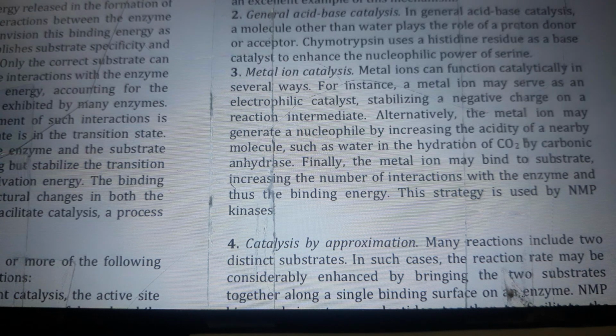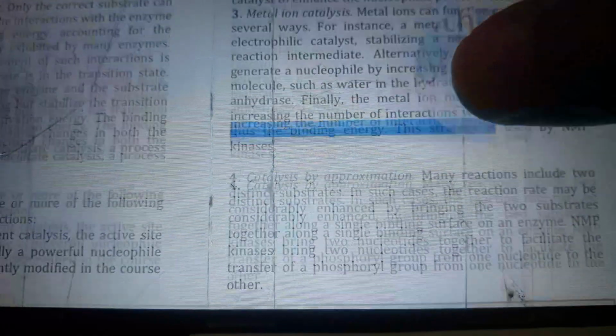Metal ion catalysis. Metal ions can function catalytically in several ways. For instance, a metal ion may serve as an electrophilic catalyst, stabilizing a negative charge on a reaction intermediate. Alternatively, the metal ion may generate a nucleophile by increasing the acidity of a nearby molecule, such as water, in the hydration of CO2 by carbonic anhydrase. Finally, the metal ion may bind to substrate, increasing the number of interactions with the enzyme and thus the binding energy. This strategy is used by NMP kinases.